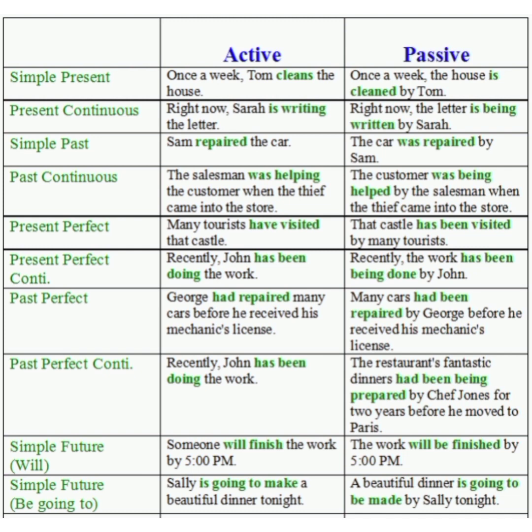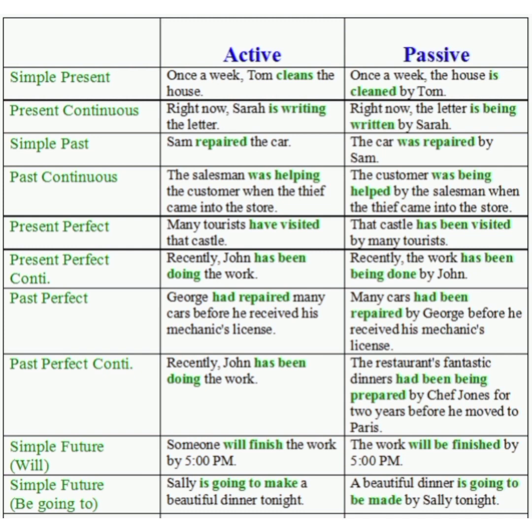So here we have used have before the verb and past participle of the verb, that is visit becomes visited. In passive voice, the sentence will be like this. The castle has been visited by many tourists. Here the verb becomes has been visited. Next is present perfect continuous tense.